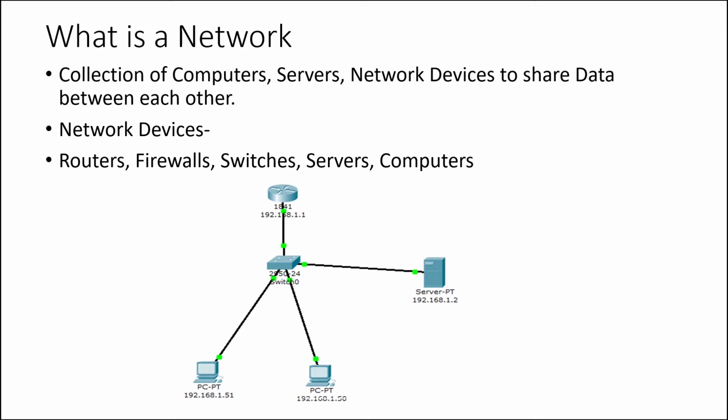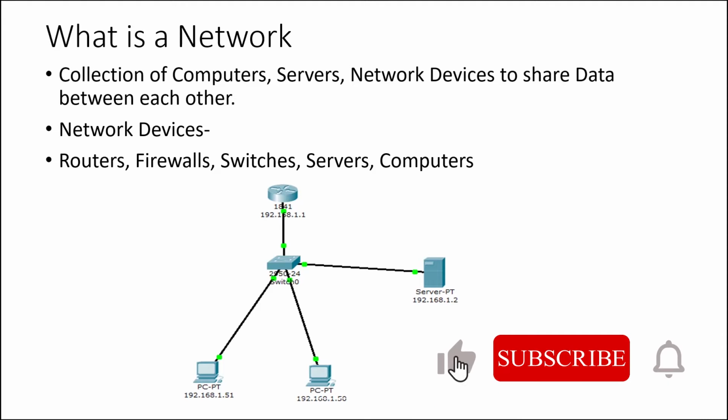You can see a PC with an IP address, and there are two more PCs with two IP addresses, and you can see a switch. These PCs are connected to the switch, and there is a server with the 192.168.1.2 IP address, and also there is a router at the top of the diagram. This is a diagram I copied from Cisco Packet Tracer.